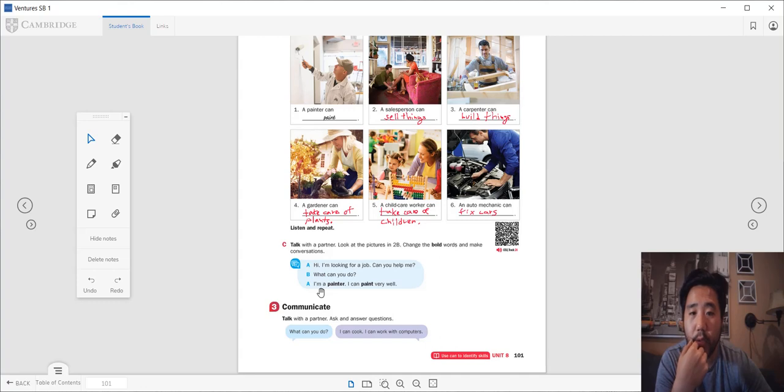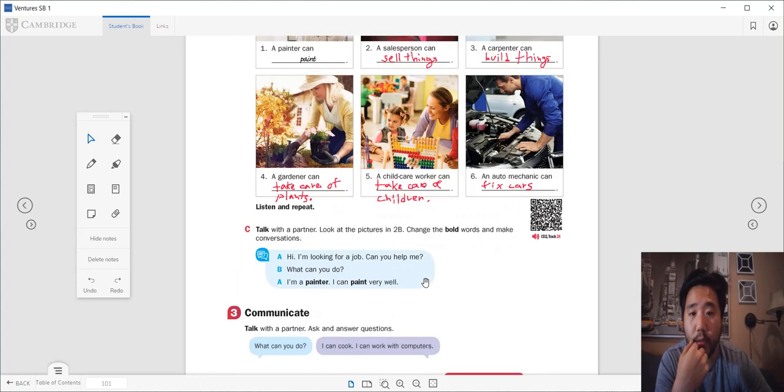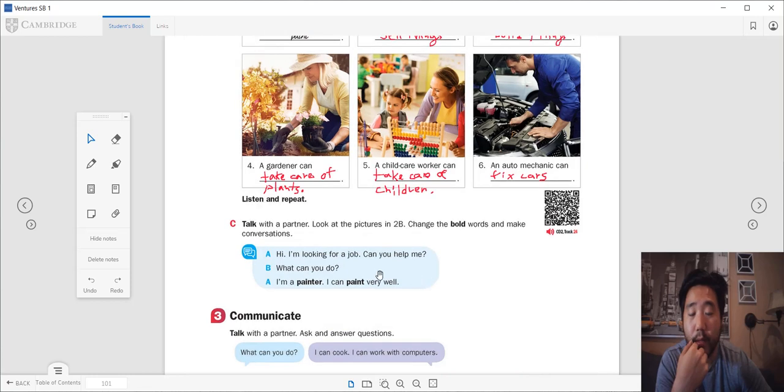Talk with a partner, look at the pictures in 2B, change the bold words and make the conversation. Hi, I'm looking for a job. Can you help me? What can you do? I'm a painter. I can paint very well.